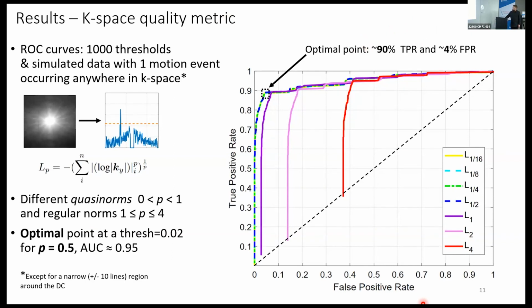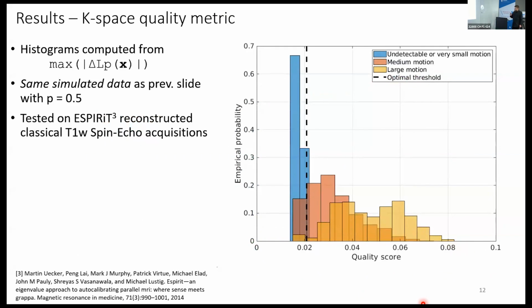And given this optimal norm and threshold, we can plot the distribution of the data. Here I classified the motion data in 3 categories. The blue one is mostly very small or visually undetectable motion.